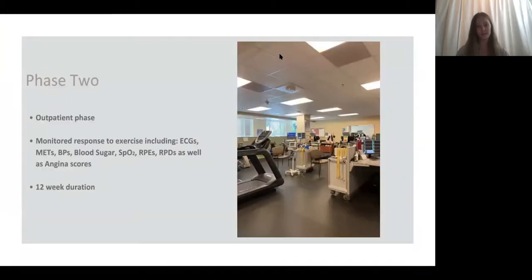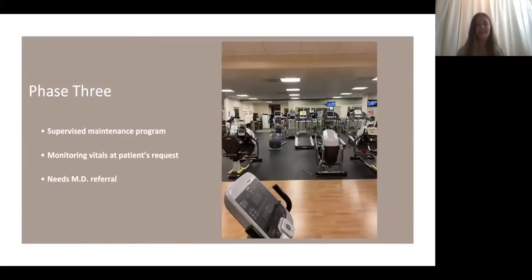Phase 2 is an outpatient phase, where patients will come in and we monitor their response to EKGs, METs, blood pressures, blood sugar, saturation of oxygen, RPEs, or rated perceived exertion, RPDs, rated perceived dyspnea, which is shortness of breath, as well as angina scores, or chest pain. Phase 2 is a 12-week duration. Phase 3 is known as the supervised maintenance program, where we monitor patients' vitals at their request. Phase 3 needs an MD referral to join the gym.